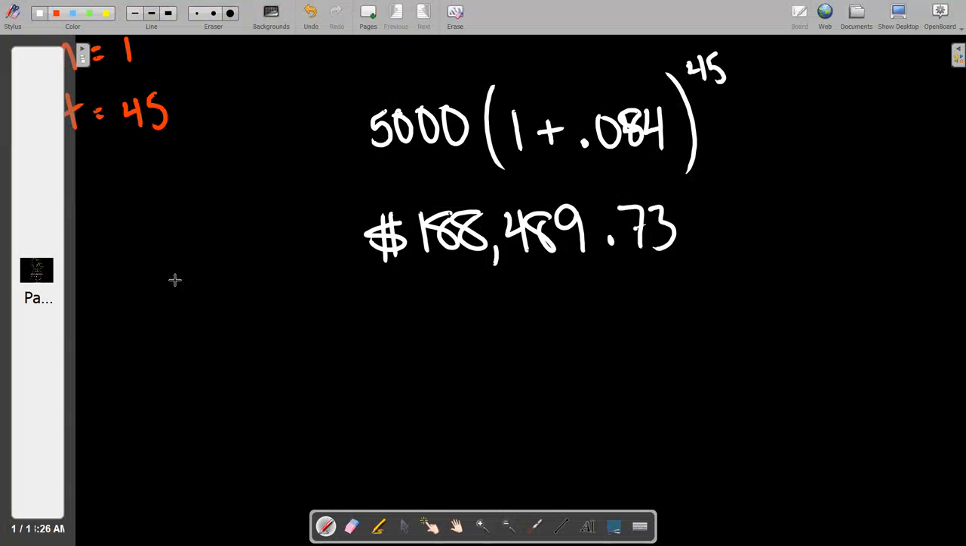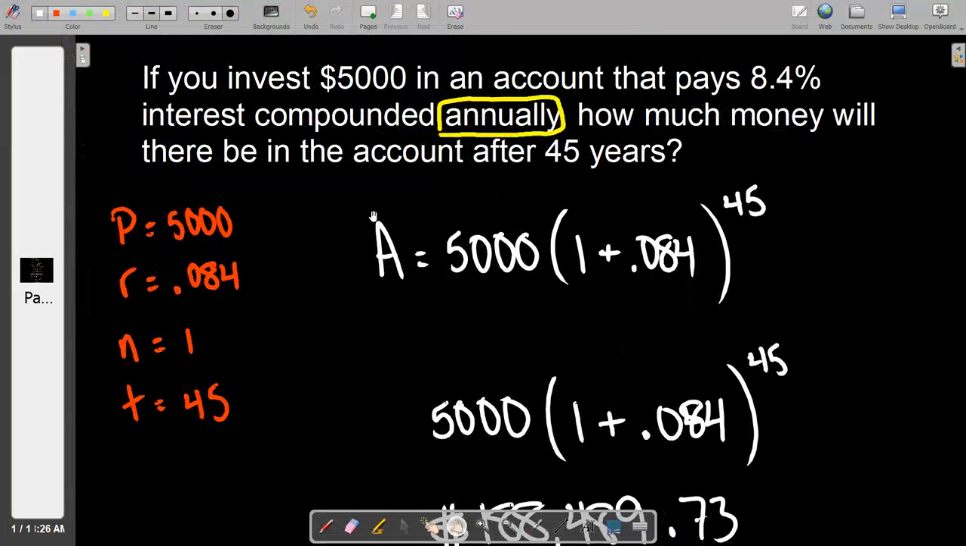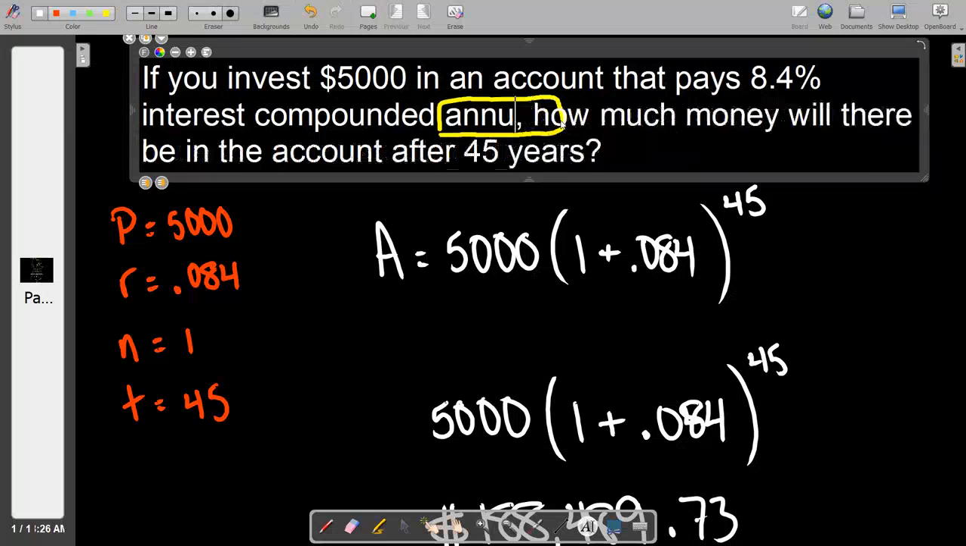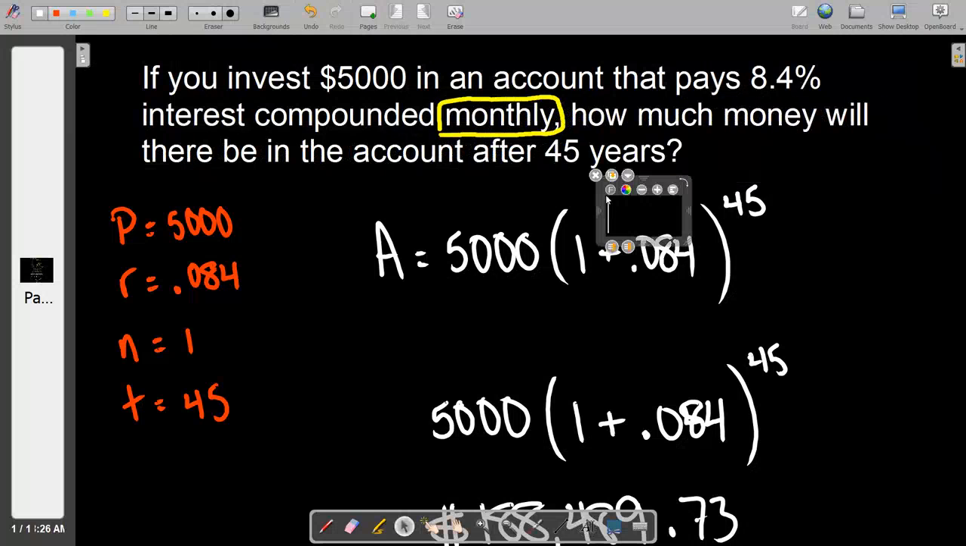And what I want to do is go back, and I don't want you necessarily to write this whole problem over again, but I do want to see if I can get in here and edit this. And instead of annually, let's change this to monthly. So that's going to change what we do, right?